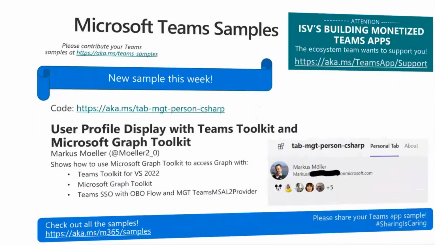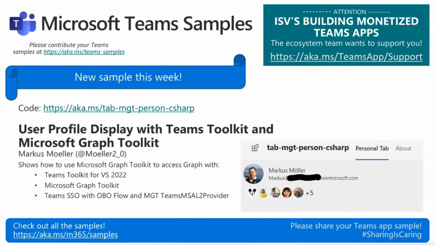All right, let's talk about some Microsoft Teams samples. Bob German could not be here today either, but we've got a new one from our favorite Marcus Moeller, user profile display with Teams Toolkit and Microsoft Graph Toolkit. So it shows us how to use the MGT to access Graph with Teams Toolkit for VS 2022. Obviously, MGT, Teams SSO, and MGT Teams MSAL2 providers. So lots of better together stories there. Definitely check them out. Marcus, thank you for continuing to provide all those amazing samples, and definitely get involved there. There's badges for that too. Woo-hoo!